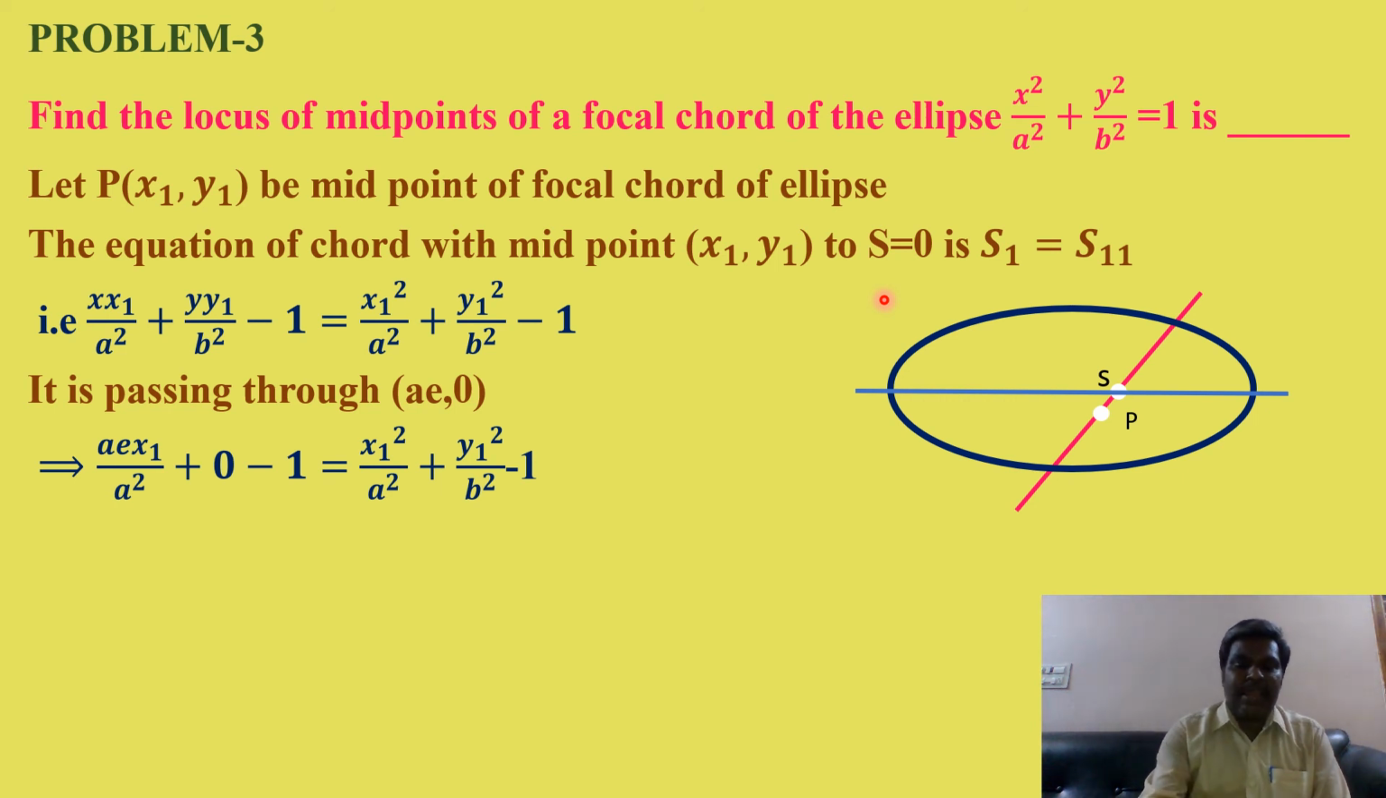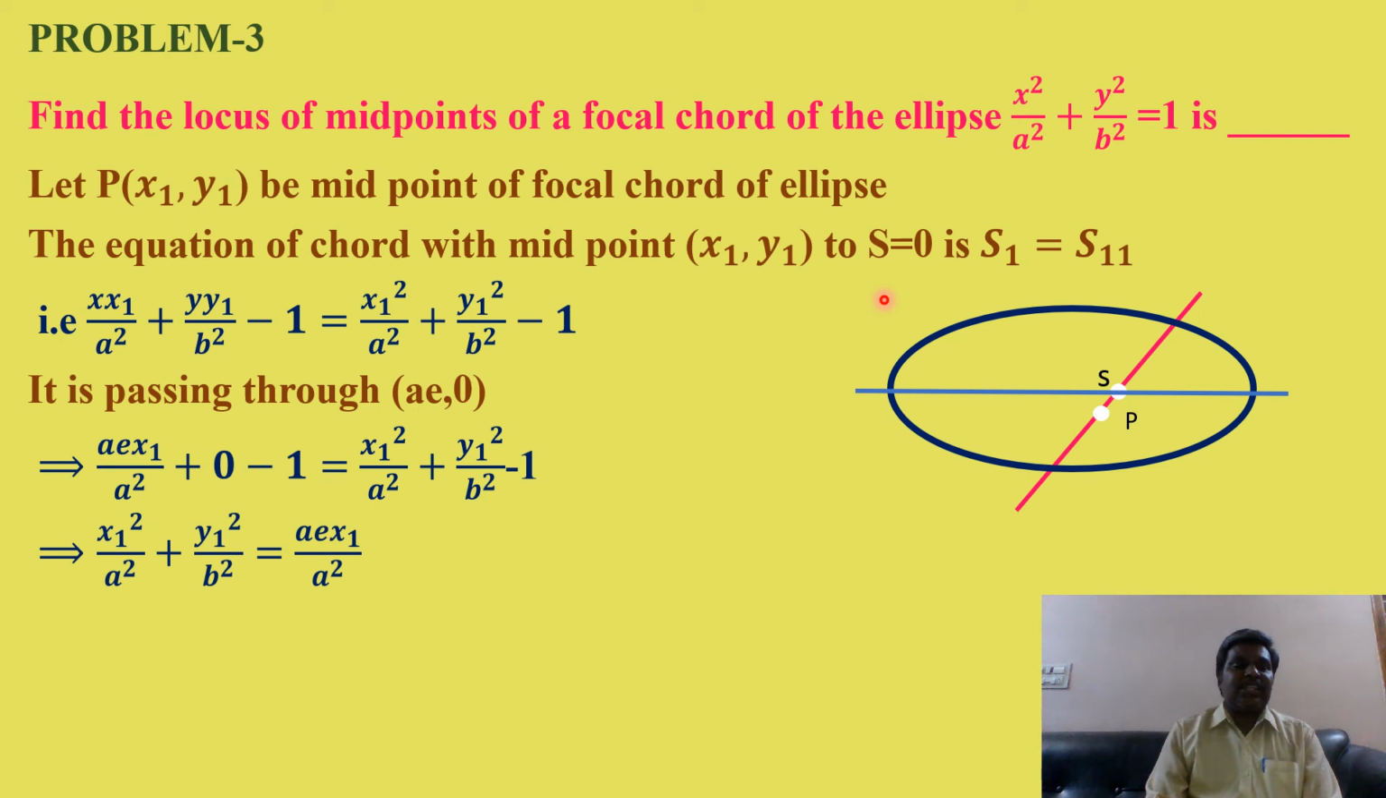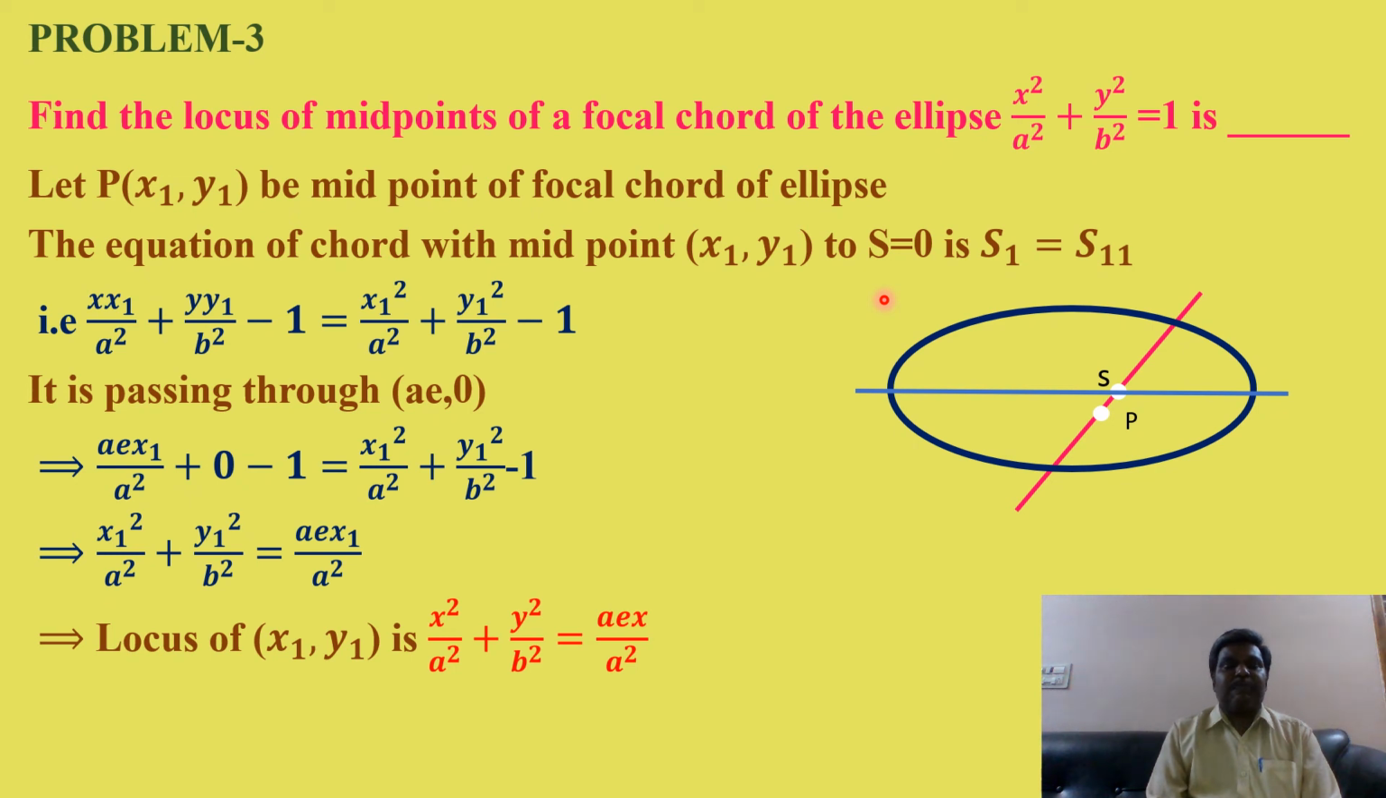Cancel out minus 1 on both sides. We obtain x1 square by a square plus y1 square by b square is equal to a e x1 by a square. You can cancel out a. We get x1 square by a square plus y1 square by b square is equal to e x1 by a. So this is the condition for all (x1, y1). We can write the locus of (x1, y1) by replacing x1 by x and y1 by y. We get the required locus. So the required locus is x square by a square plus y square by b square is equal to e x by a, by cancelling a from numerator and denominator.